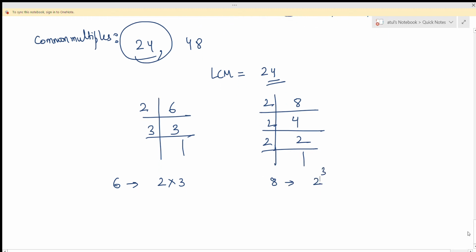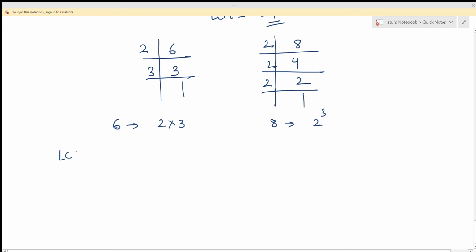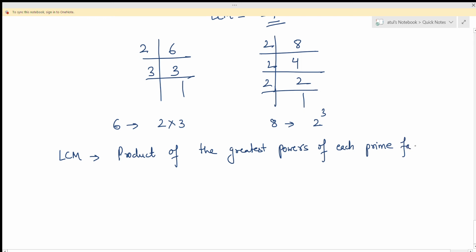Now how do I find LCM? LCM is given by the product of the greatest powers of each prime factor. Now the greatest powers are 2 raised to the power 3 and 3. Here we don't have to take only the common ones, we have to take everything. So the LCM will be 2 raised to the power 3 into 3, which is 8 into 3, which is 24, as you saw. Fine.